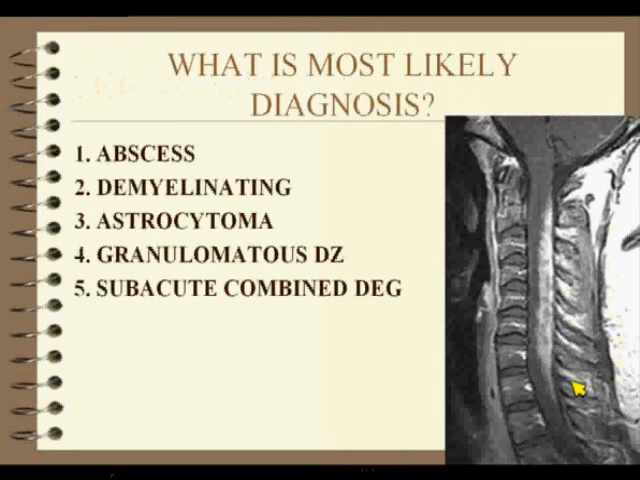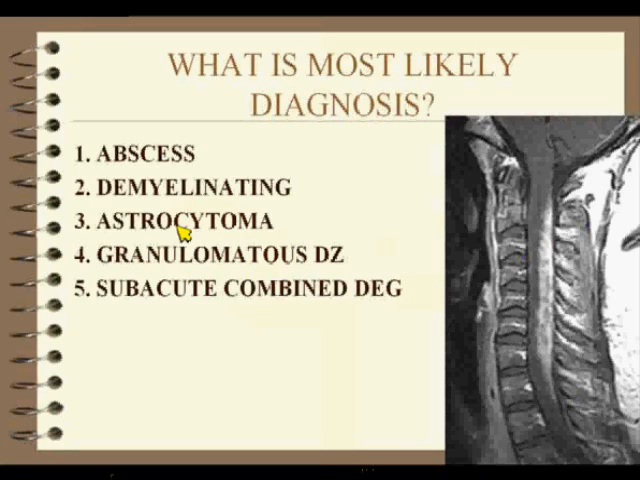And the answer? Okay. That's a tough case. I think all of these are possible. Let's go through abscess. Nobody liked that. That's good. Cord abscesses do occur, but over this extensive a pattern would be very unusual, kind of a weird location. Why dorsal? That doesn't make sense.